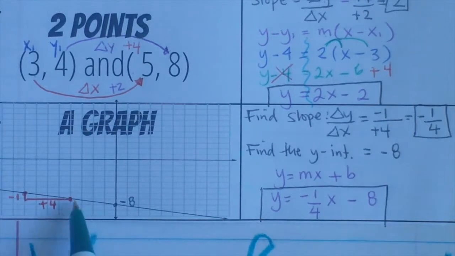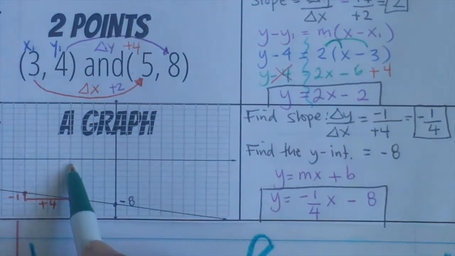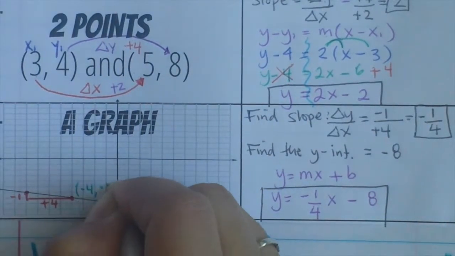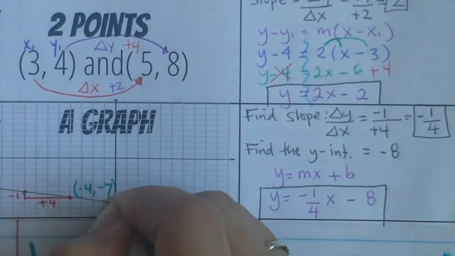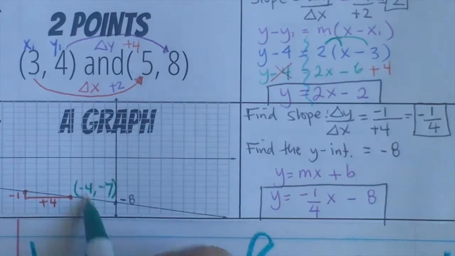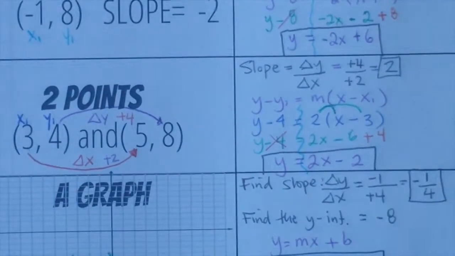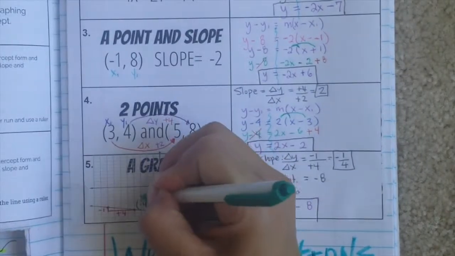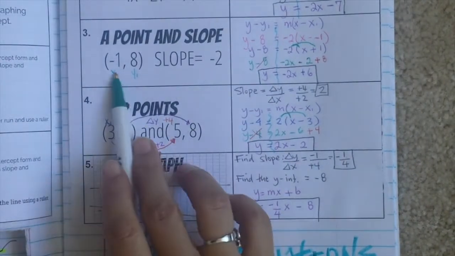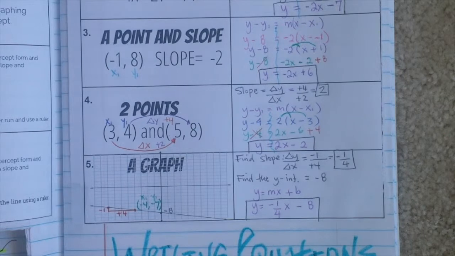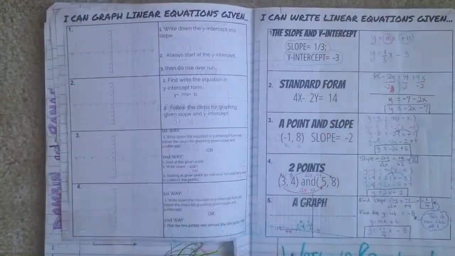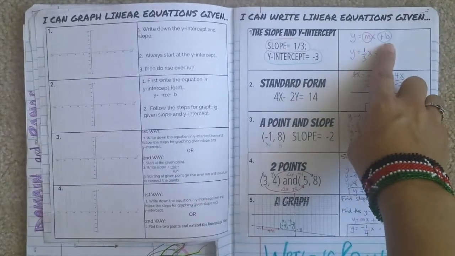Another way you could do this is you could find a point. So I'm finding a point right now, and that point is negative 4, negative 7, and then now you have a point and a slope. So you could do it like the way we did it before, with a point and a slope. But it's a lot faster just to find the slope and then just find the y-intercept. But if the y-intercept isn't exact, you'd go with a point and a slope. Alright, so that's how you write equations.